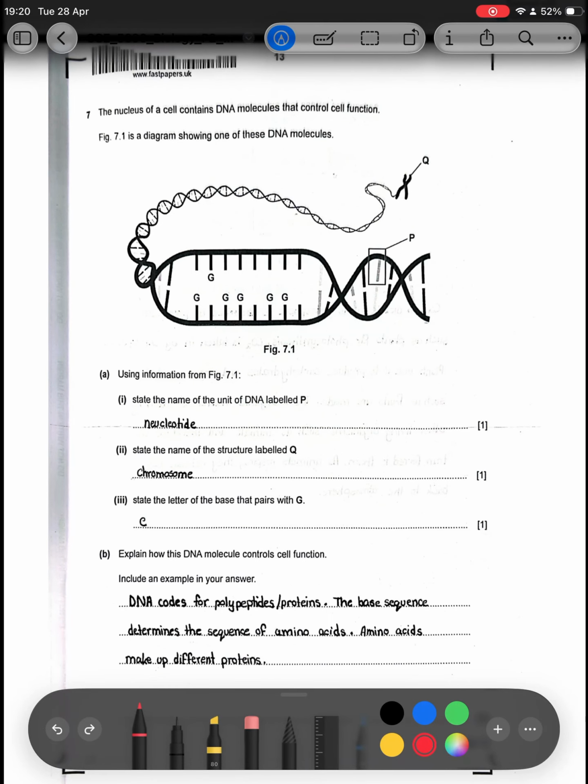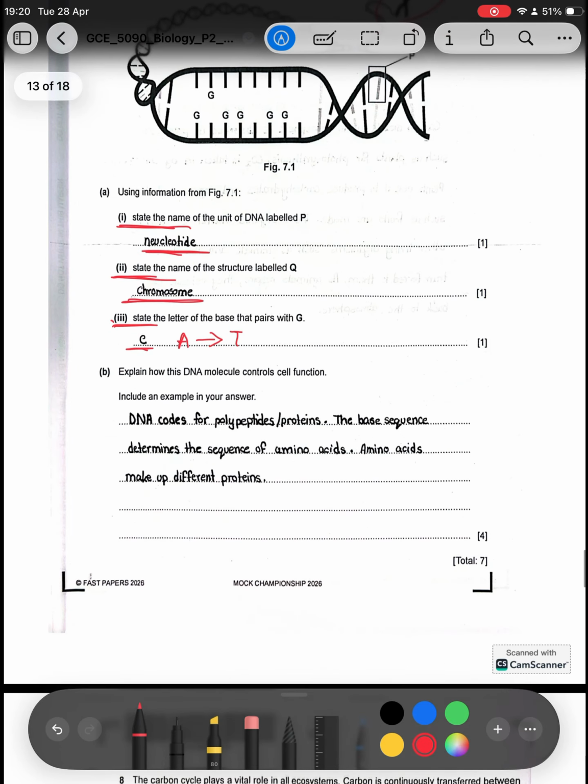Moving to number 7, the nucleus of a cell contains DNA molecules that control cell function. Figure 7.1 is a diagram showing one of these DNA molecules. So on spot we can see that Q is a chromosome. In A, using information from figure 7.1, state the name of the unit of DNA labeled P. So this will be a nucleotide. It's pretty simple, easy to identify. And in 2, state the name of the structure labeled Q, which is chromosome. And in 3, state the letter of the base that pairs with G. So we know C pairs with G and A pairs with T.